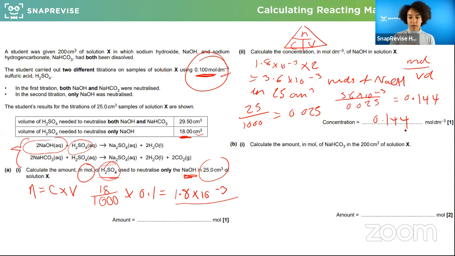Cool, so the next question is calculate the amount in moles of sodium hydrogen carbonate in 200 cm cubed of solution. Okay, so far we've been doing everything with sodium hydroxide rather than sodium hydrogen carbonate, which has been nice because we've actually been given a volume for sodium hydroxide, right? Whereas we've only been given a volume for both sodium hydroxide and sodium carbonate. So what do we need to do to figure out the volume of sulfuric acid to neutralize just sodium hydrogen carbonate?